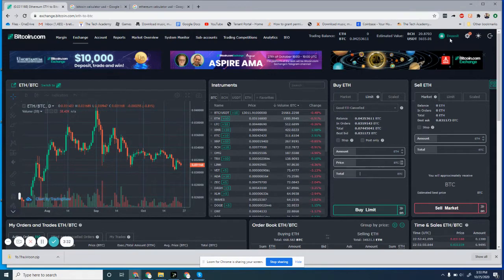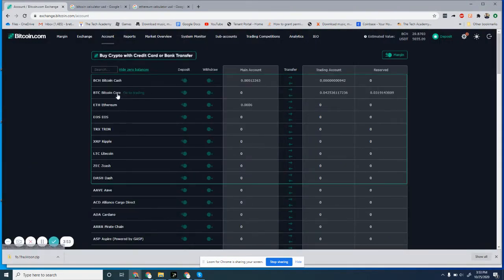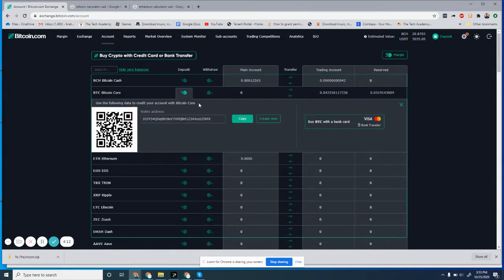So in order to get some Bitcoin or any other type of cryptocurrency, we can go here to deposit. For example, let's say we want to buy Bitcoin, then we will go here to Bitcoin Core. You could go to one of these other ones as well if you want to buy those instead. And then we're going to go to deposit because we want to deposit Bitcoin into our account. Well, we don't have any Bitcoin to deposit into our account. If we had a wallet where we had some Bitcoin, we could copy this address and tell it to send us the Bitcoin here to this address.